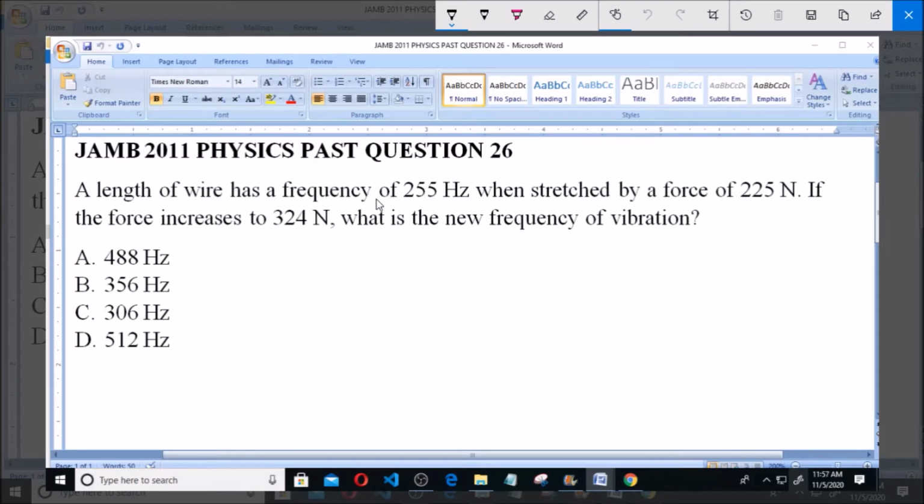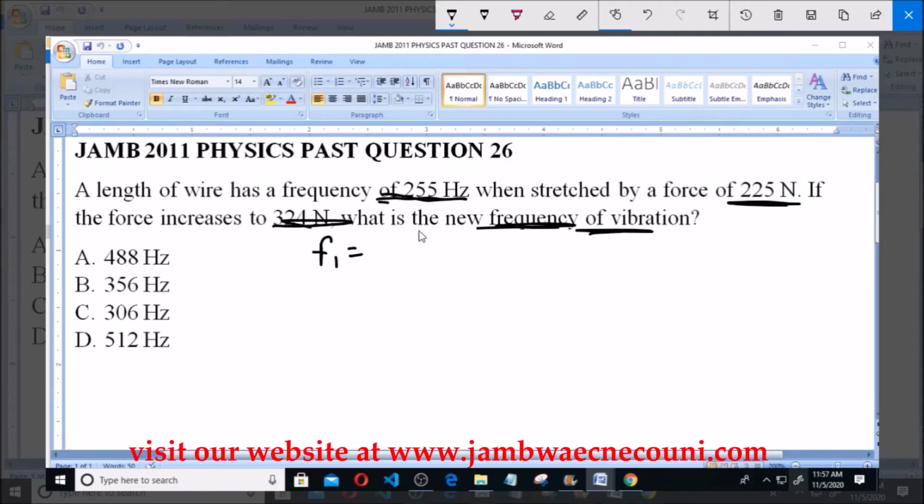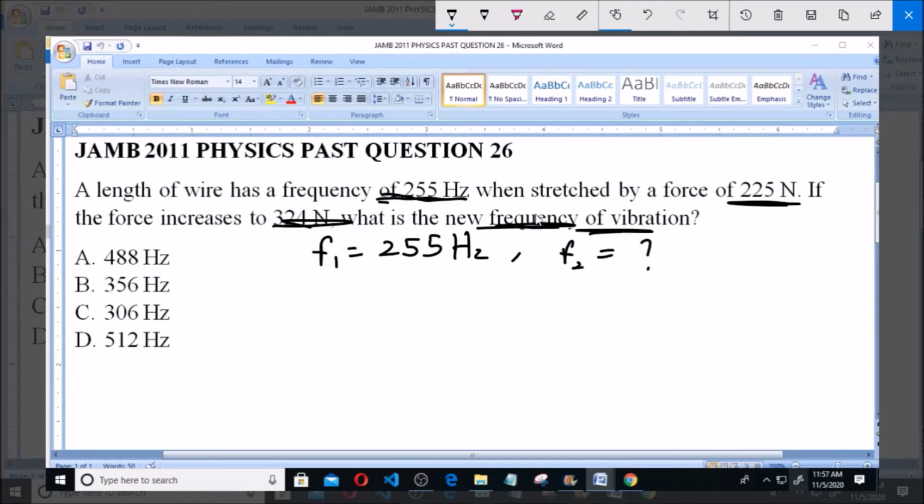So we have a frequency of a wire given to us here when it is stretched by this force, and we're asked what the new frequency of vibration will be if the force is increased to this. So F1, which is the initial frequency at this particular force, is 255 Hz, and then F2 is what we are looking for, the new frequency. Now we'll describe the forces as T. So T1 is 225 Newton, and then T2 is 324 Newton.